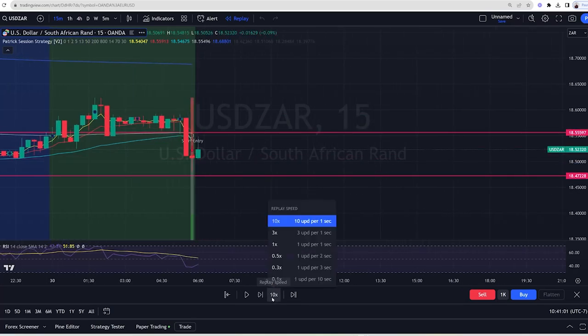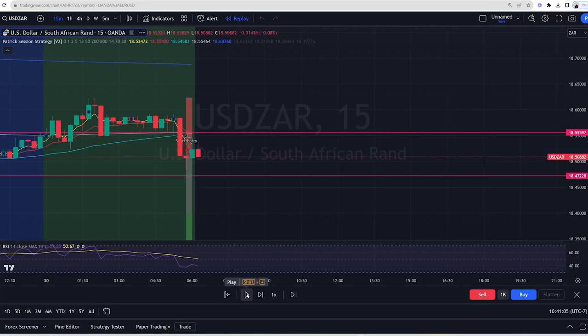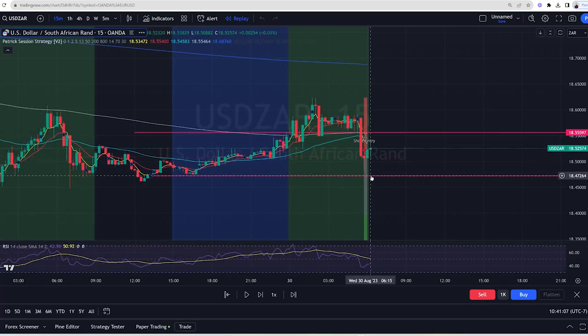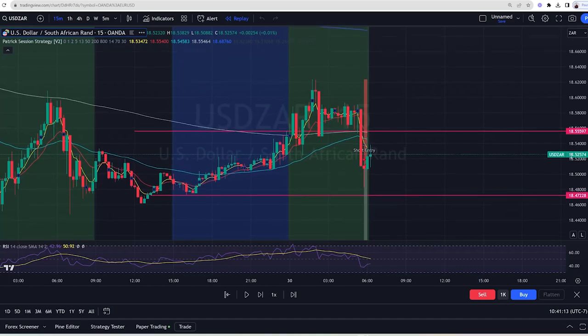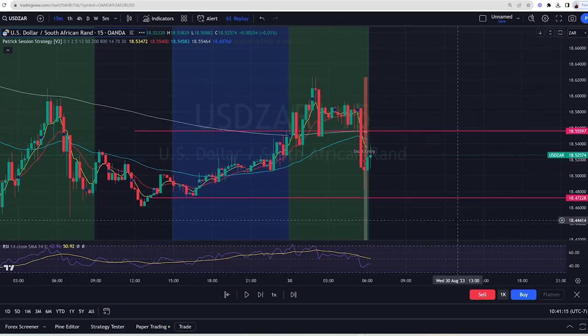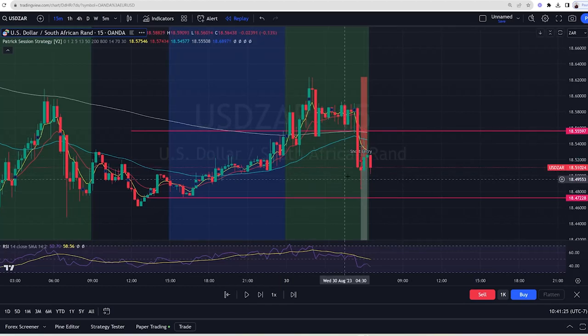As this develops, let me slow this down. What am I looking at? Again, I'm looking at the two pink lines, which are the Asian range. I want to make sure that I don't see something that's alarming to me, that the market's going to be rejecting and going the opposite direction due to the session, due to the Asian session. So as I watch this enter, I don't care that I'm immediately in drawdown. That doesn't really bother me.